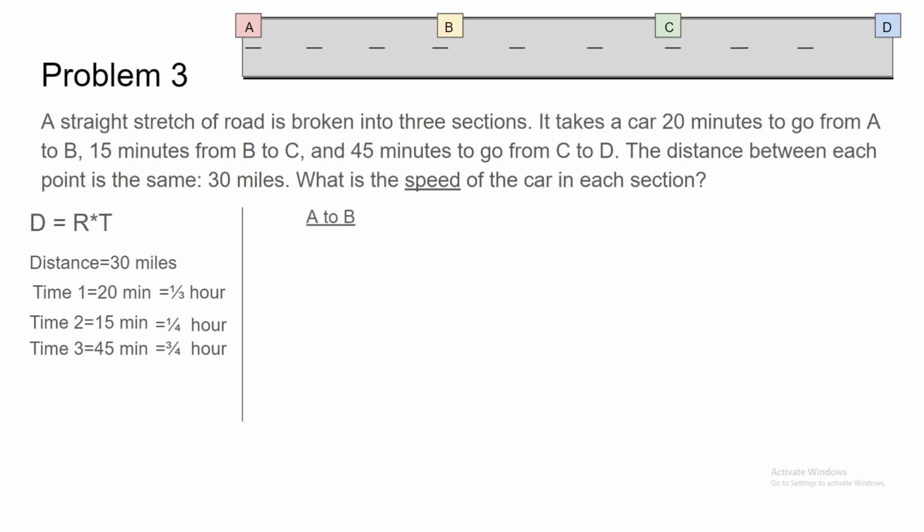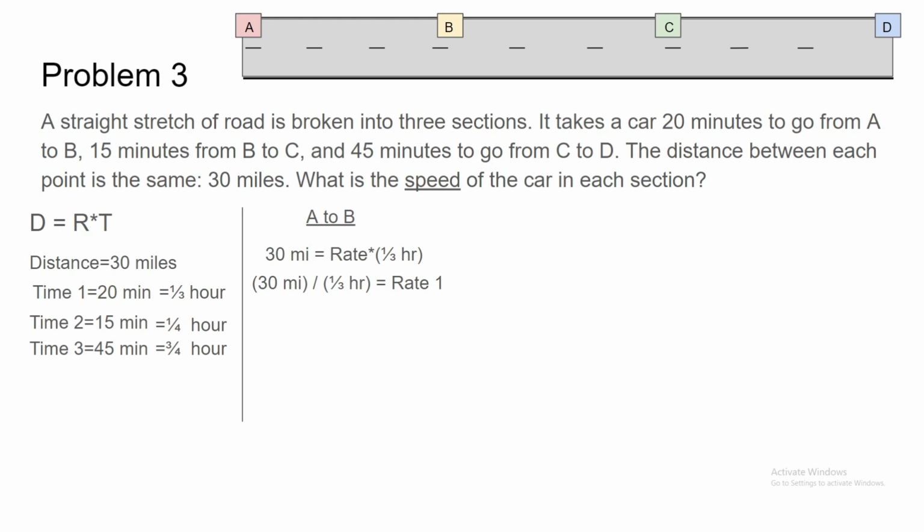So from A to B, distance is going to be 30, and our time is 1/3. Go ahead and plug those in, to get 30 is equal to our rate times 1/3. Now we're going to divide both sides by 1/3. So we have 30 divided by 1/3. And hopefully you know that when you divide by 1/3, that's the same thing as multiplying by 3.